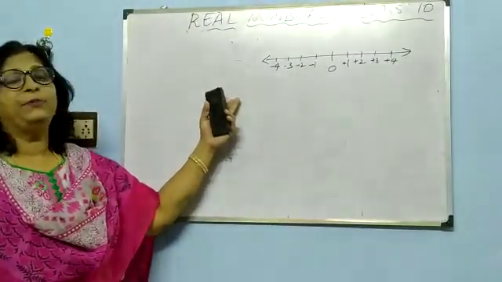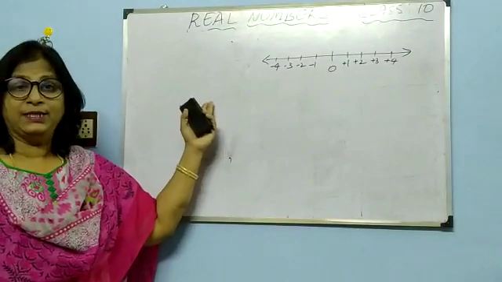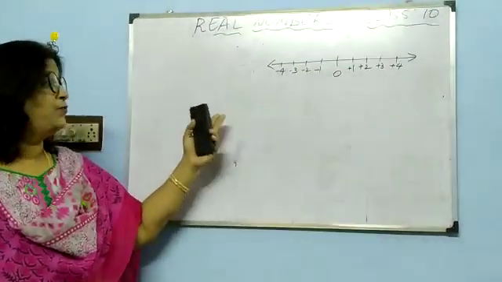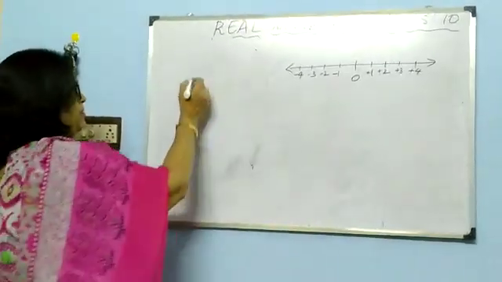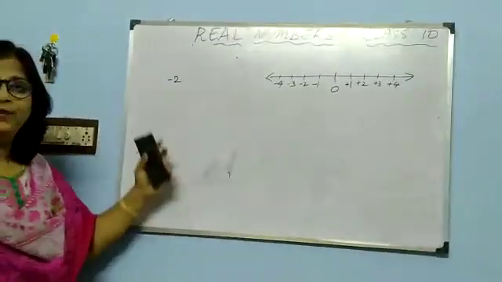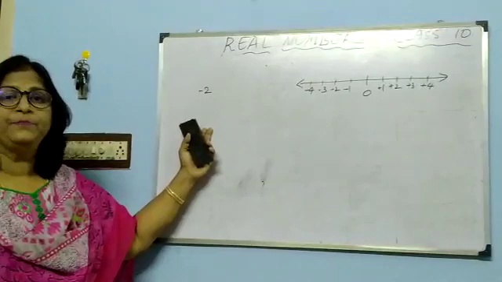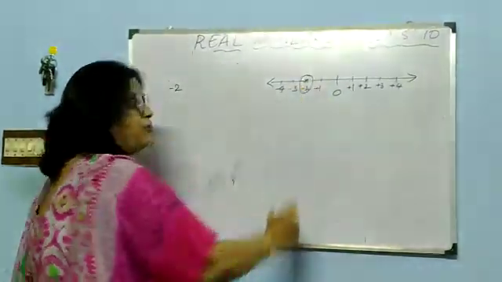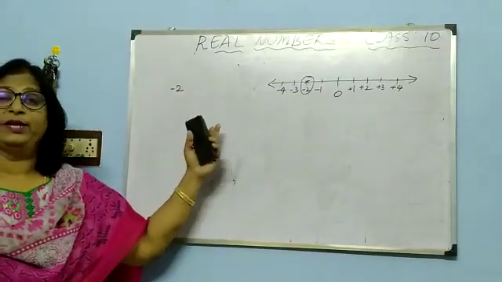Now let me take a few numbers and see whether we can represent them on a number line or not. So first let me take the number minus 2. Can we represent this on a number line? Yes. So minus 2 is here. Therefore it can be represented on a number line.